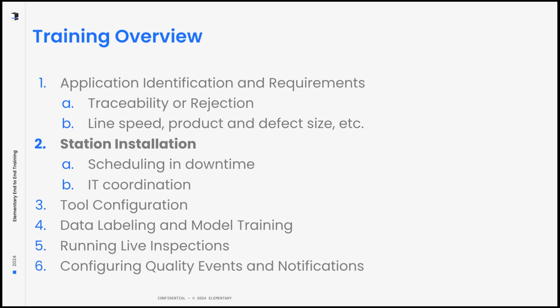Once the application is validated, we move on to step 2, installing the inspection system on the factory floor. The key tasks in this step are first to schedule the installation while the line is down so that products can be manually fed through the station to capture and test images.